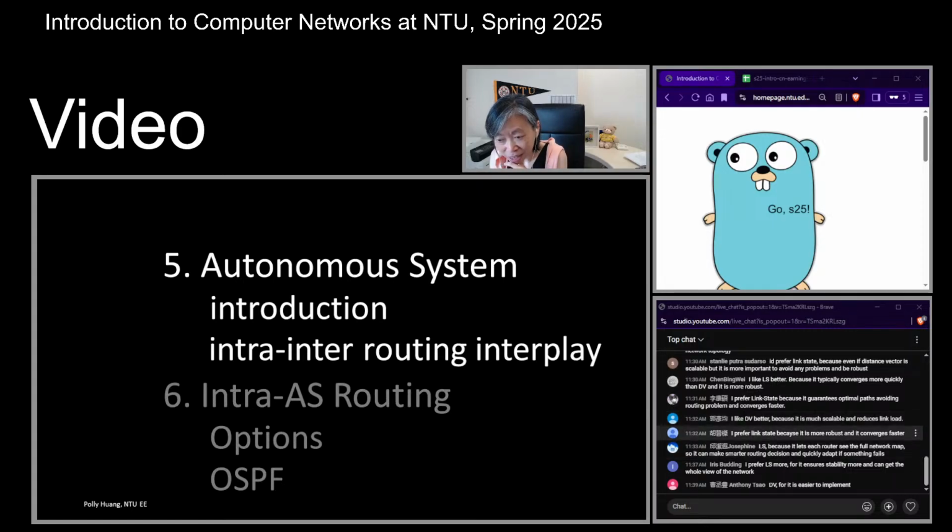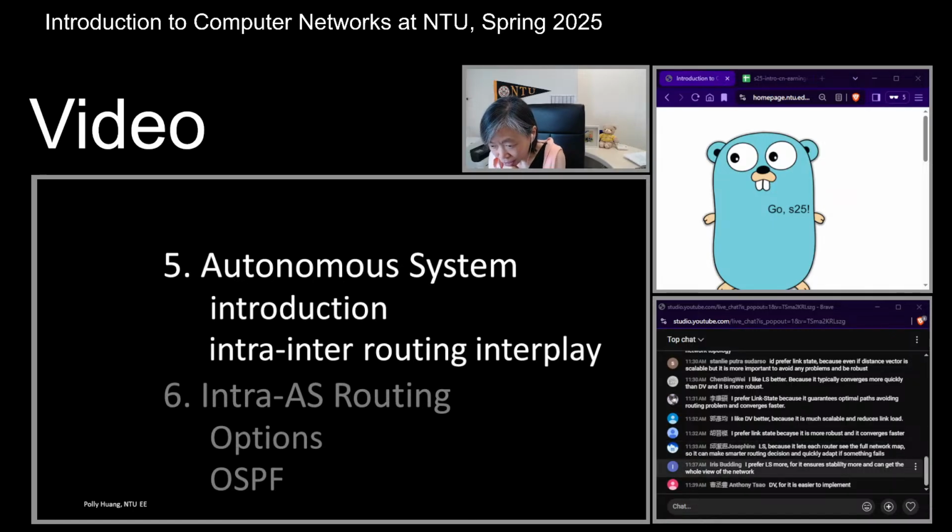That's a potential headache as well. I prefer link state, Devin says, because it is more robust and it converges faster. Indeed. Josephine also prefers link state because it lets each router see the full network map. Yeah, because it's just more straightforward and you feel that you have more control. I prefer link state more. Iris: yeah, it ensures stability more.